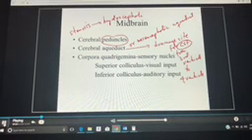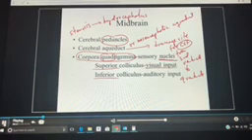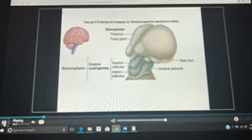Now, the corpora quadrigemina, that's a term that describes the superior and inferior colliculi. You have two pairs of these, make them four, hence the term quads. This is pretty much sensory nuclei. Now, the superior colliculus serves for visual input, and the inferior serves for auditory input. So if you look at this picture here, here's the so-called corpora quadrigemina. You have the superior and inferior colliculi.